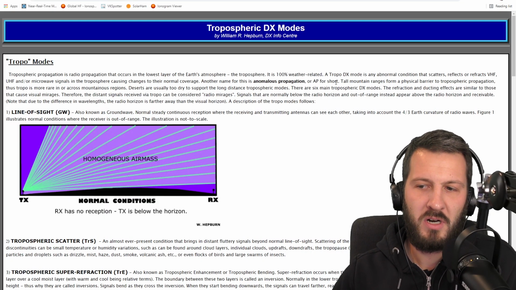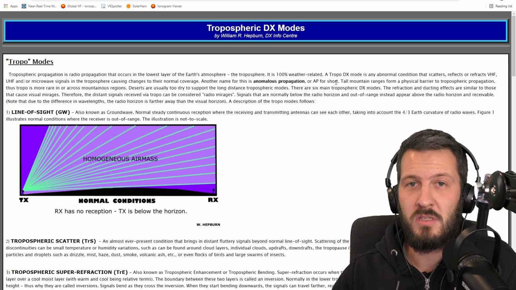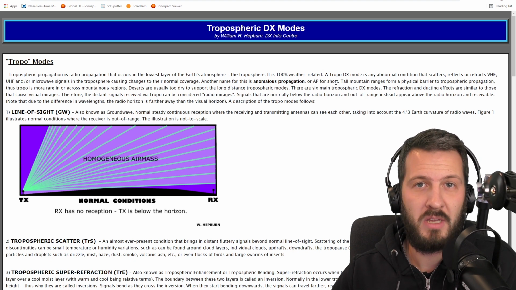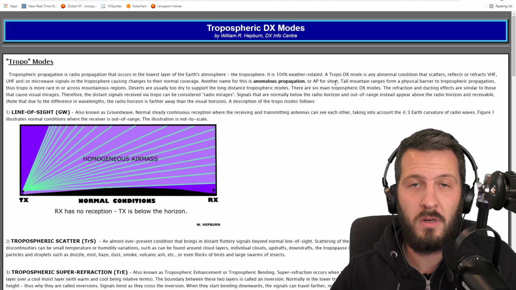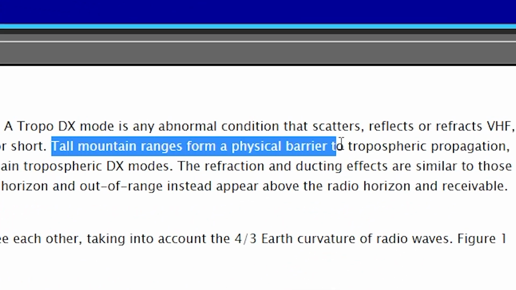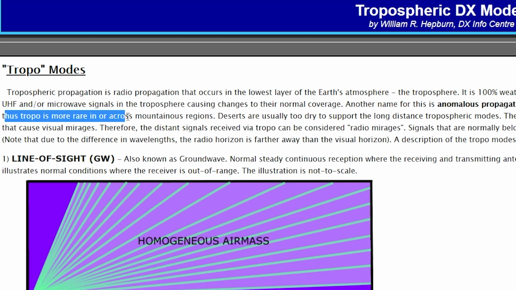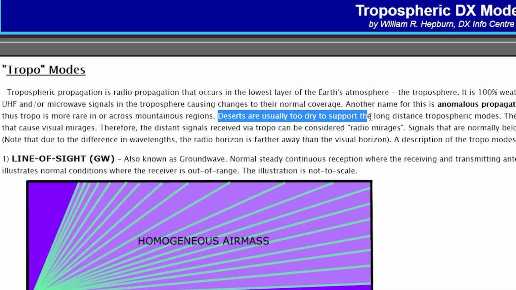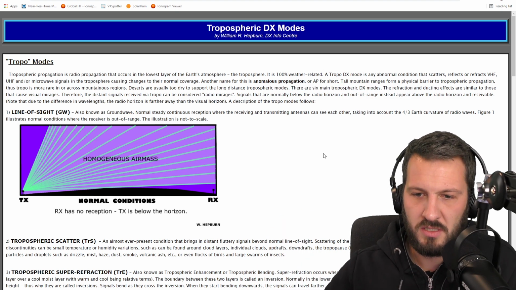So just to summarize that, it is 100% weather-related propagation. It's got nothing to do with the sunspot cycle, nothing to do with the E or the F layer or the D layer. It's all down localized low Earth in the troposphere. Now, it goes on to say tall mountain ranges form a physical barrier to tropospheric propagation. Thus, tropo is more rare in or around mountainous regions. Deserts are usually too dry to support the long-distance tropospheric modes, and there are 6 main tropospheric DX modes, and they're all listed, as I said, below.